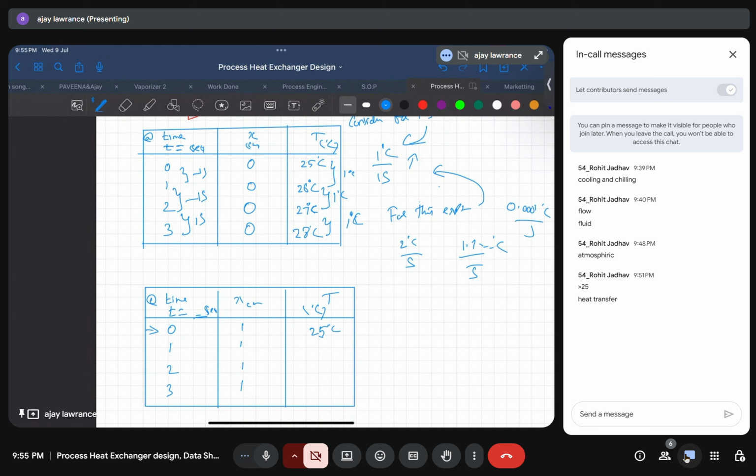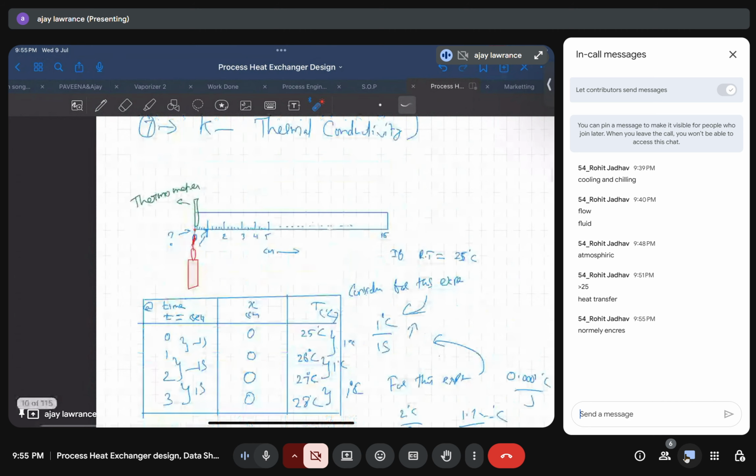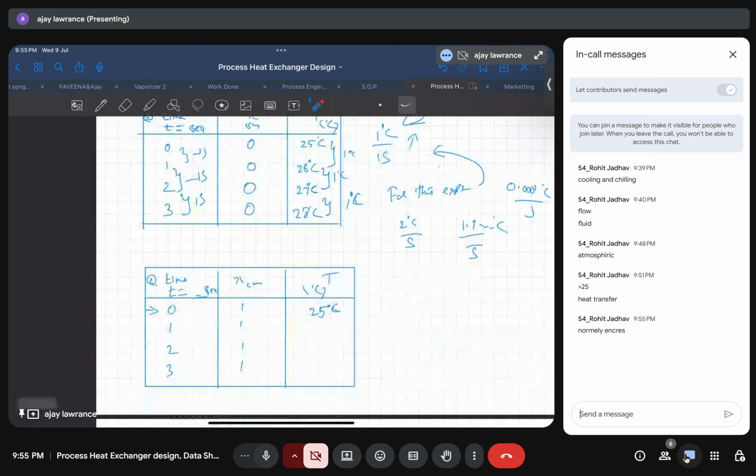25 degrees Celsius, because at 0 second initially the heat will be here only, it would not have spread to point 1. Through point 1 only, heat will be spreading to point 2. If point 1 itself is maintained at 25 degrees Celsius, there is no possibility that point 2 will be greater or less than 25 degrees Celsius.